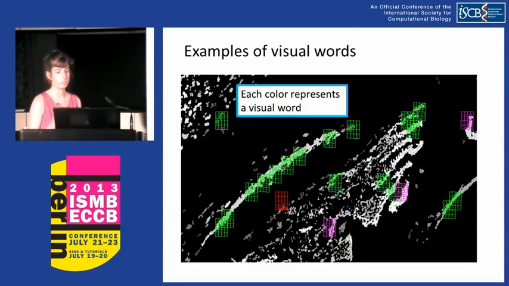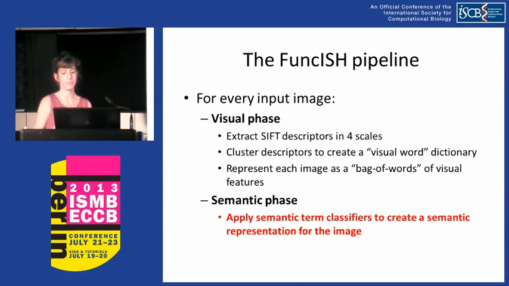Okay, so here are some examples of real visual words mapped back on an actual part of an image, just so you know how it looks. So each color here represents a visual word. So you can see that the green descriptor here captures these thick diagonal lines, and it does that in different parts of the image. Okay, so this is our data.